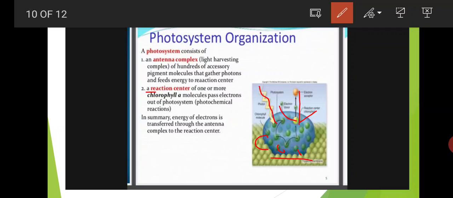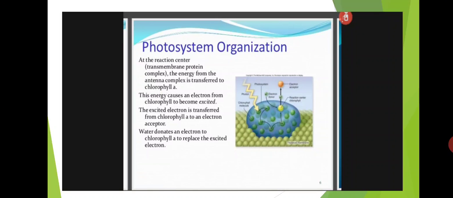In this photosystem, the antenna complex receives the photons, and that photon energy enters the reaction center. At the reaction center, the transmembrane protein complex, the energy from the antenna complex is transferred to chlorophyll A. This energy causes an electron from chlorophyll to become excited. The excited electron is transferred from chlorophyll A to an electron acceptor. Water donates an electron to chlorophyll A to replace the excited electron.